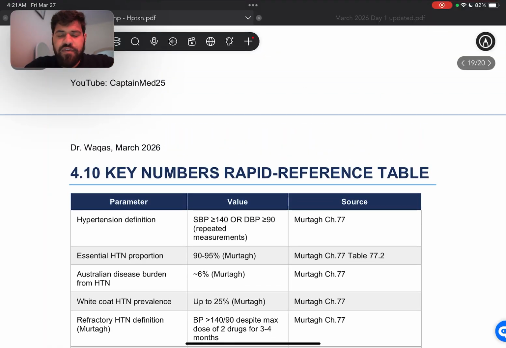Later on, we still have pericarditis, we have ASD, VSD, a lot of diseases that are still overlapping with other sections, and we'll cover them later.